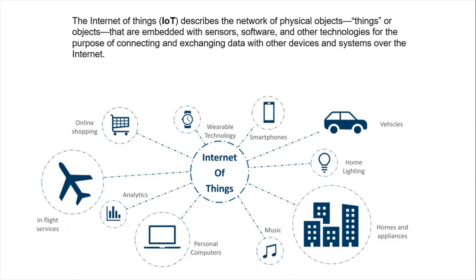So IoT means it is the physical network where different objects are connected because they have sensors, software and technologies. For instance, these days you can operate your air conditioner also with your mobile. Also, there are so many things that are connected. For example, your smart watch is connected to your mobile. Whenever there is a message on the mobile, you can see it on your smartwatch. What is all this? All this is Internet of Things, because there are certain physical objects that have sensors, software and technology which help them to communicate with each other. So that is IoT, Internet of Things. It helps with wireless communication of different objects.